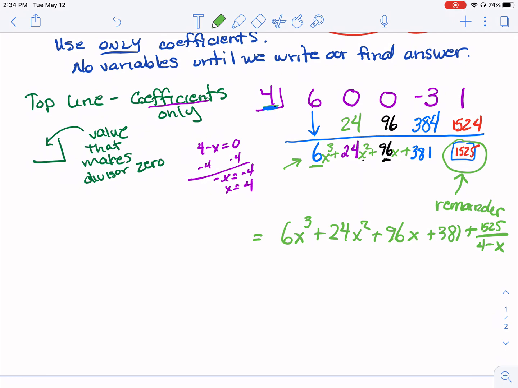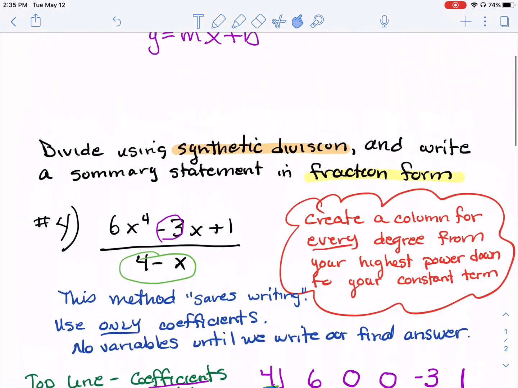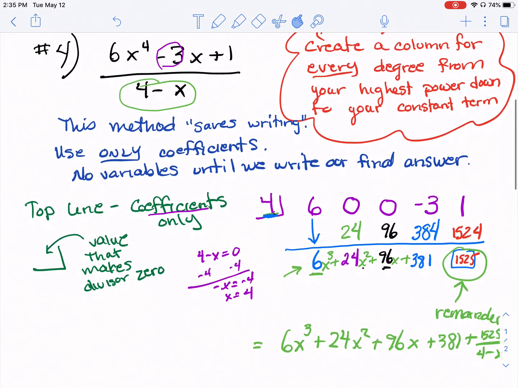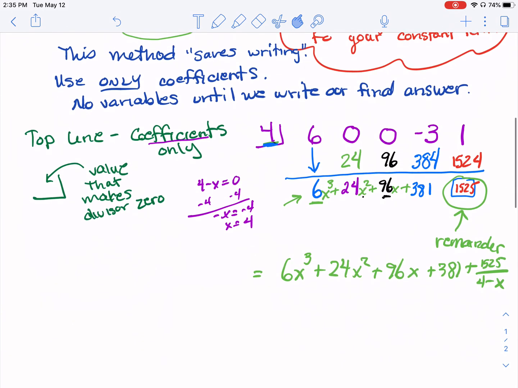And it said in this problem to write this in, no. Did it say fraction form? Yeah, it did, fraction form. So this is our fraction form right here. I believe that's multiple choice when you go to look at it.